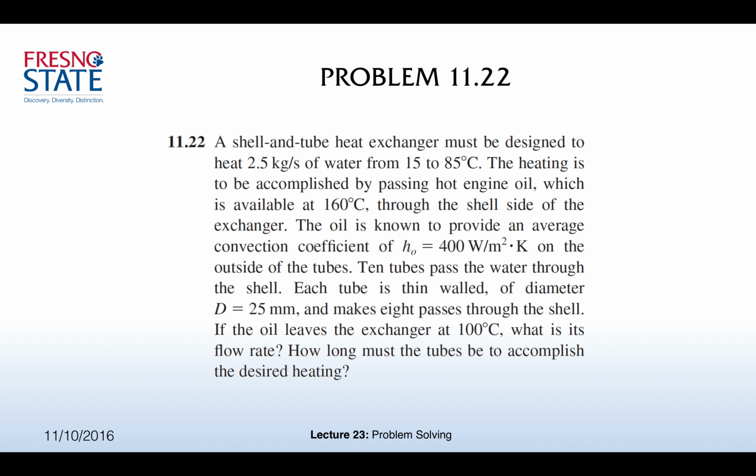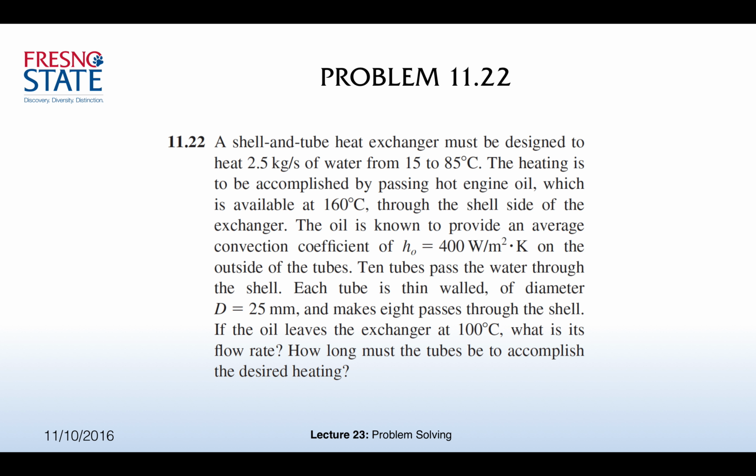The problem is problem 11.22 in your textbook. Let's read the problem. A shell and tube heat exchanger must be designed to heat 2.5 kilograms per second of water from 15 to 85 degrees Celsius. The heating is to be accomplished by passing hot engine oil, which is available at 160 degrees Celsius, through the shell side of the exchanger.